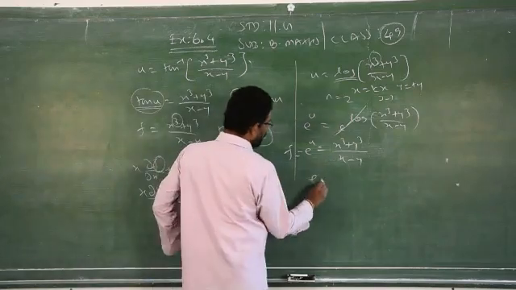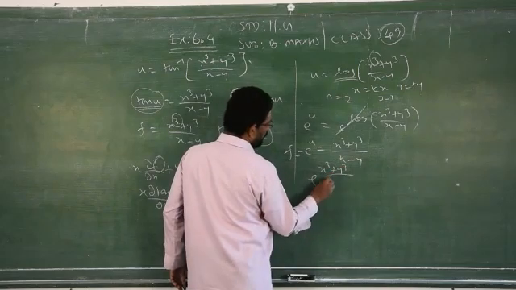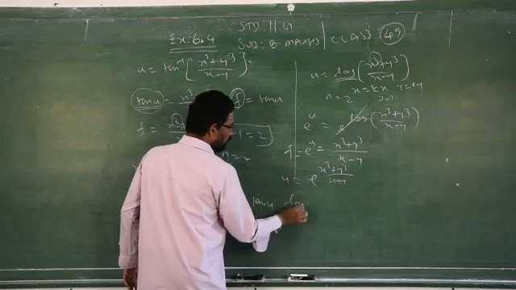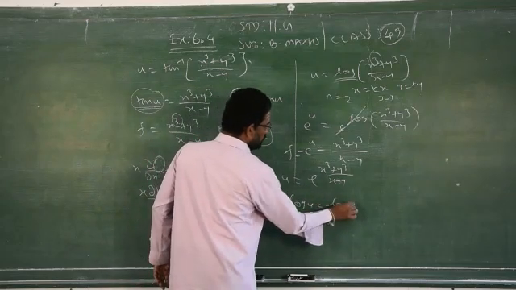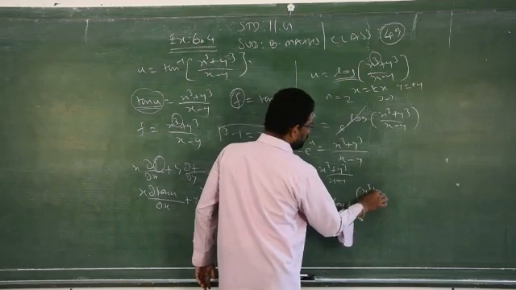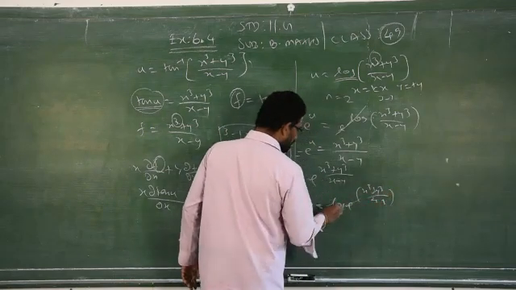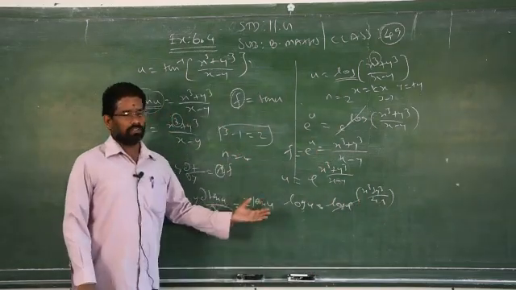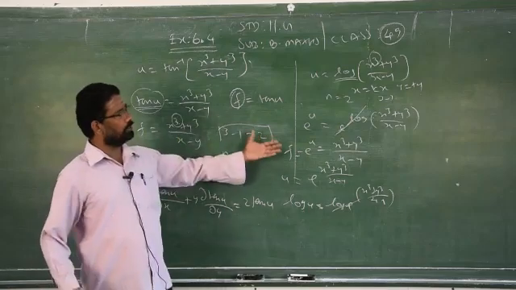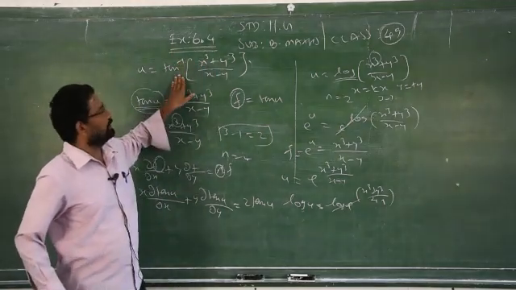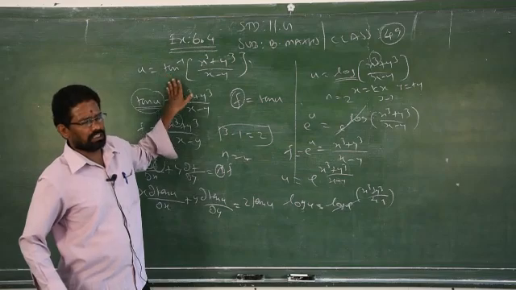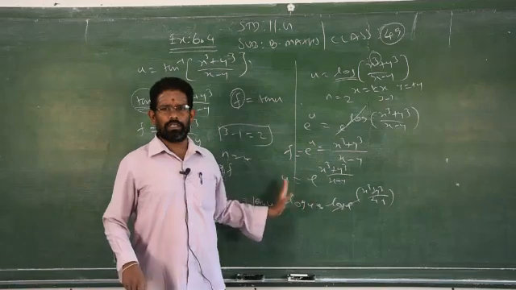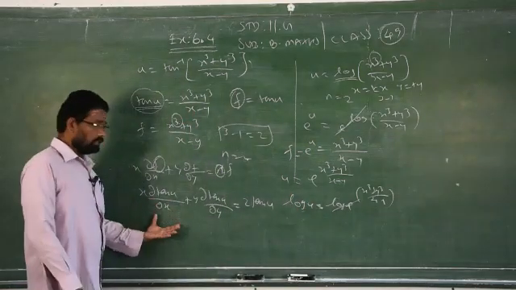If it is given e power u is equal to (x cube plus y cube) by (x minus y), then you have to take log on both sides. When you take log on both sides, this will become u is equal to log of (x cube plus y cube) by (x minus y), and log and e get cancelled. You will get this alone. Again the usual method. Clear? This is not given in the textbook, I am just explaining how to handle the inverse function. Not only for tan inverse, even if it is given sin inverse, cos inverse, cot inverse, same process. For logarithm you take e. If it is given e, you have to take log on both sides. Then this is over.